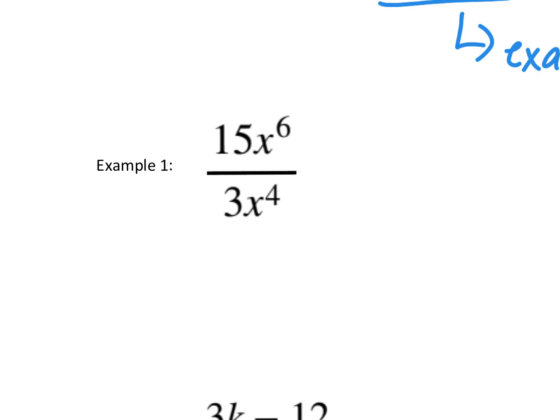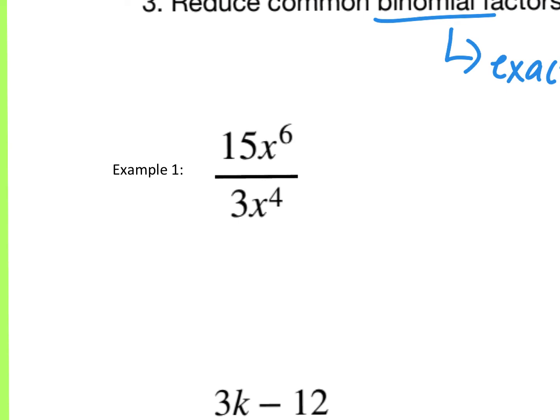So we first look at just the numbers. 15 over 3, can that be simplified? Yeah, what can I take out? A 3. So if I divide both of these by 3, 15 divided by 3 would be 5, so that would become a 5, and 3 divided by 3 would be 1. Perfect. Then I have x to the 6th over x to the 4th.